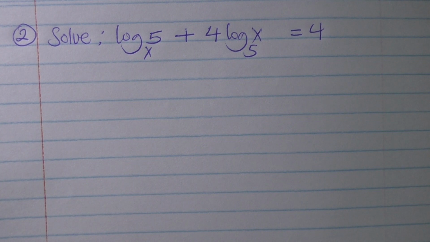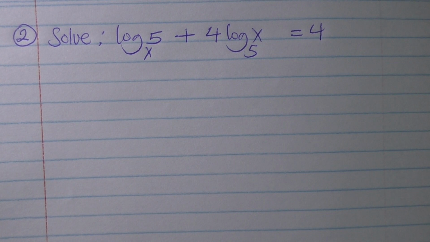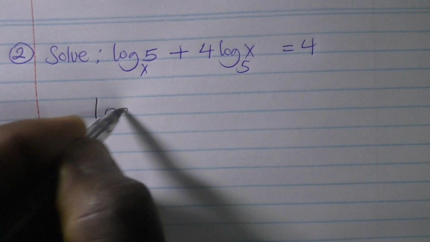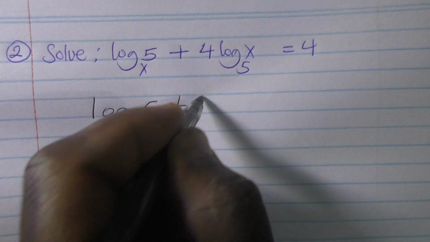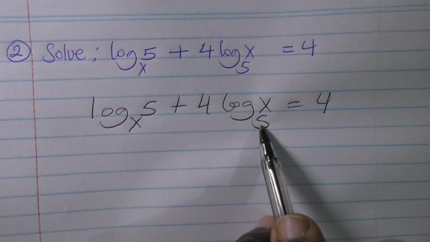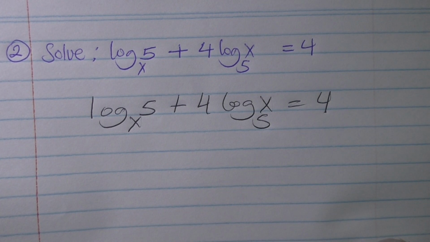We are here for our second example on how we deal with logarithmic expressions and equations with unsimilar bases. In example 2, we are told to solve log x power 5 plus 4 log 5 power x equals 4. If you look, these two bases are unsimilar, they are different, and we cannot apply the laws of logarithms on different bases. So we have to first change them to the same base.